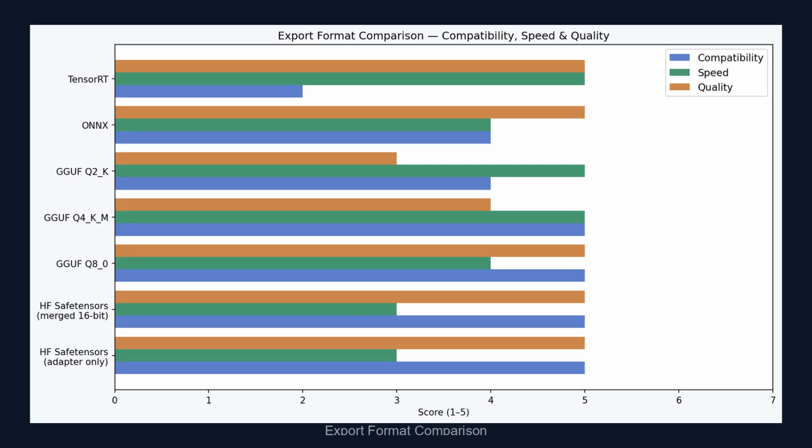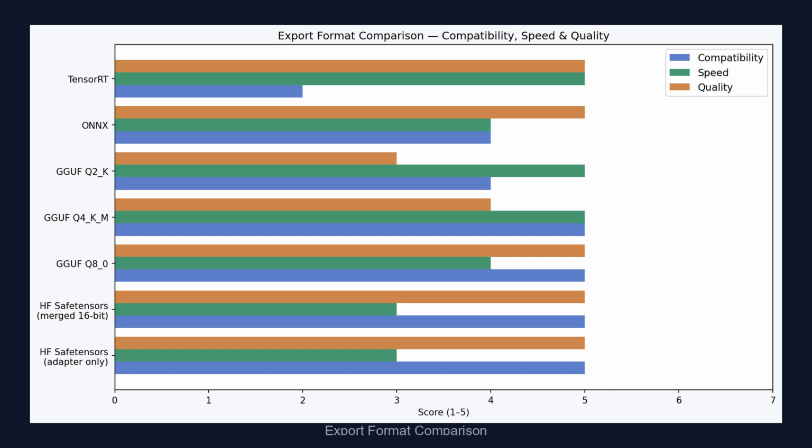Different export formats make very different trade-offs across compatibility, inference speed, and output quality. TensorRT scores extremely well on speed, but requires an NVIDIA GPU and a specific build process. It's purpose-built for production serving on NVIDIA hardware. ONNX prioritizes interoperability. It runs on a wide range of hardware and frameworks, making it a strong choice when you don't control the deployment environment.